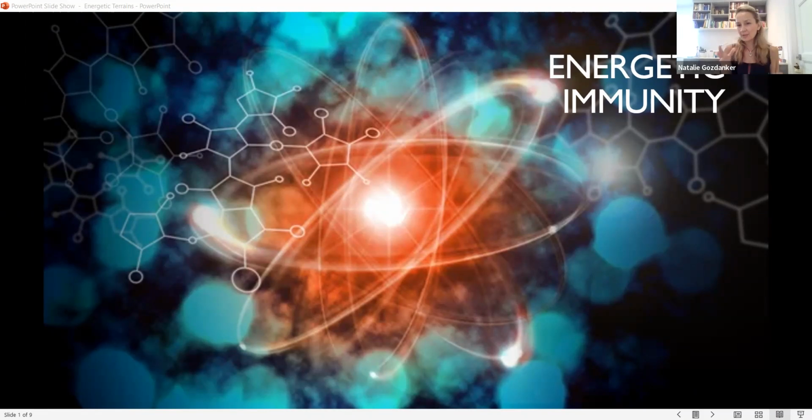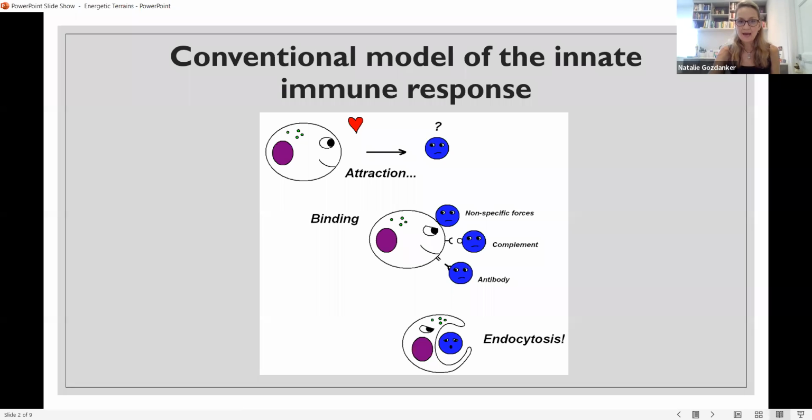And because it's a little bit more complex than the previous topics, I decided to prepare a small visual for you, so hopefully it will be a little bit easier to grasp, okay? So putting my glasses on, and let's start. So it's energetic immunity we're talking about today.